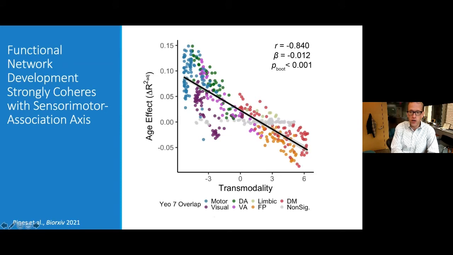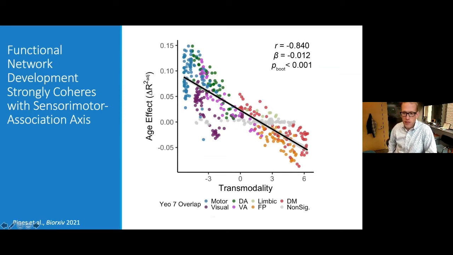Also, we've colored each network according to their maximum overlap with Thomas Yeo and Randy Buckner's canonical 7-network solution. So, for example, here in blue, we have somatomotor networks, whereas in red, we have default mode networks. And then here in gray, we have networks that didn't survive, that didn't have a significant age effect after rigorously correcting for multiple comparisons.